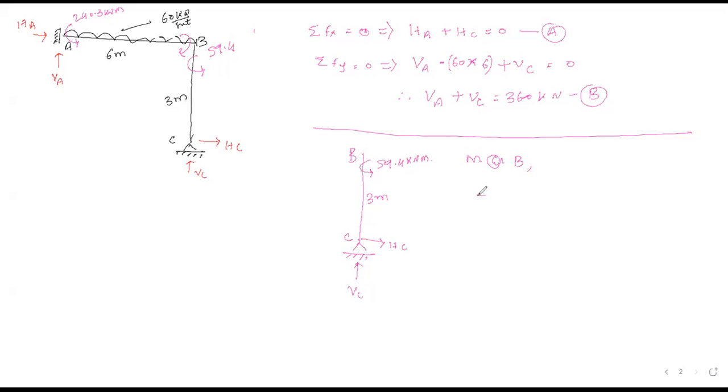So M minus SC into 3 minus 59.4 should be equal to 0. So my value of SC you will get negative. 59.4 divided by 3.